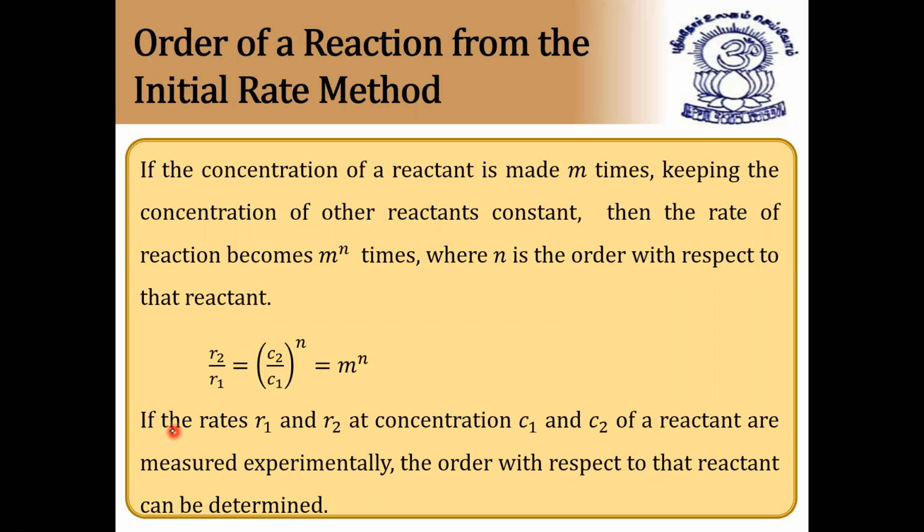So for example, if the rates R1 and R2 at concentrations C1 and C2 of a reactant are measured experimentally, the order with respect to that reactant can be determined easily. So by using the rate, we can say the order of the reaction easily. That we already know.